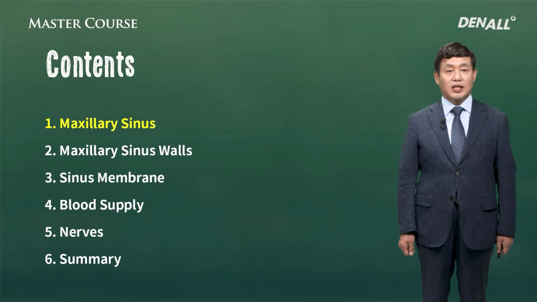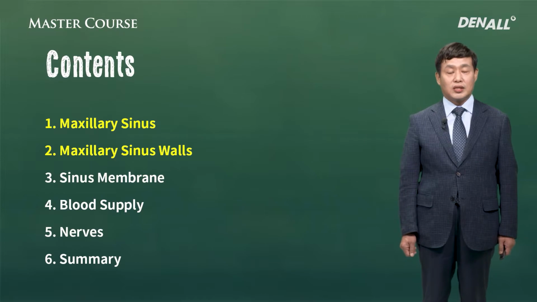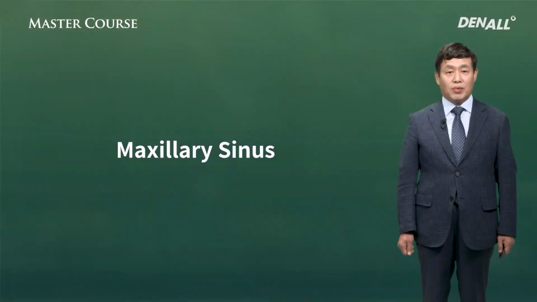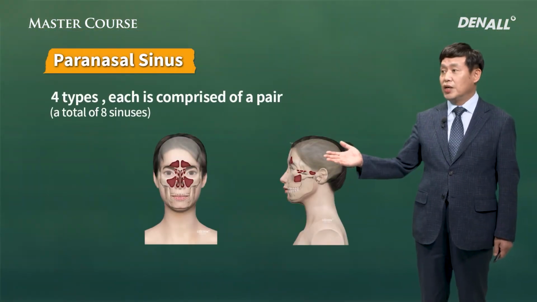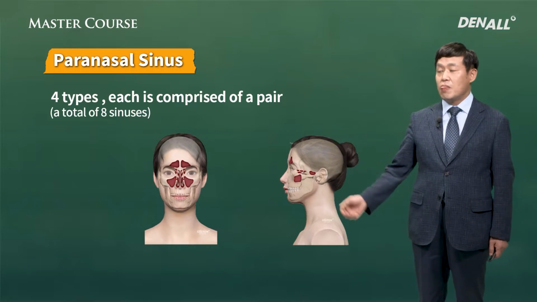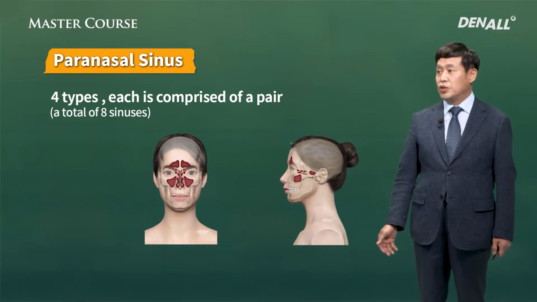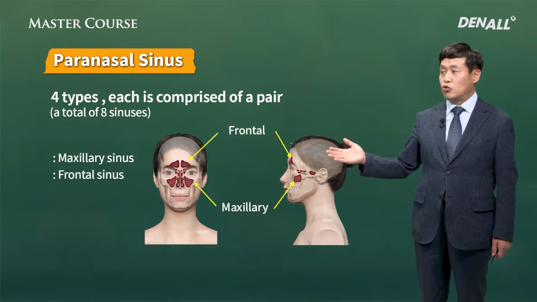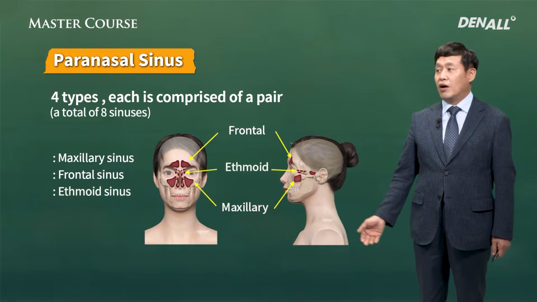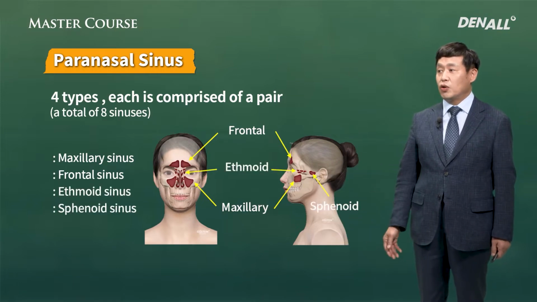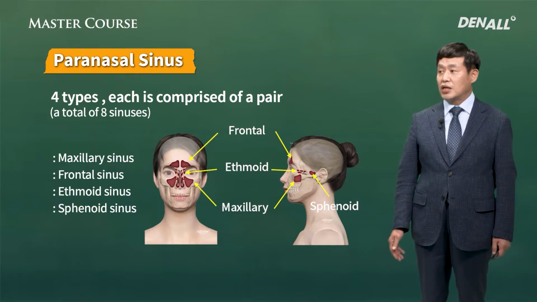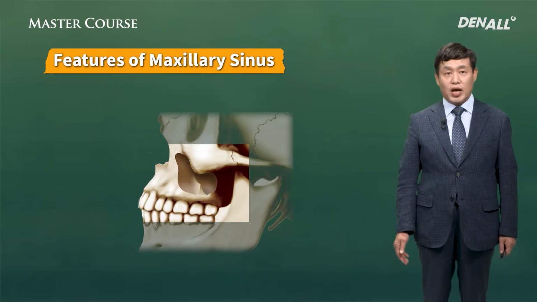First, I'm going to talk about the overview of maxillary sinus and sinus walls. As you know, maxillary sinus is a type of paranasal sinuses. So the paranasal sinus, as you know, has maxillary sinus, frontal sinus, ethmoid sinus, and sphenoid sinus. The four sinuses are in pairs, the left and right, so in total of 8 sinuses.